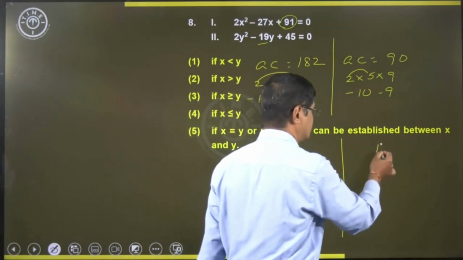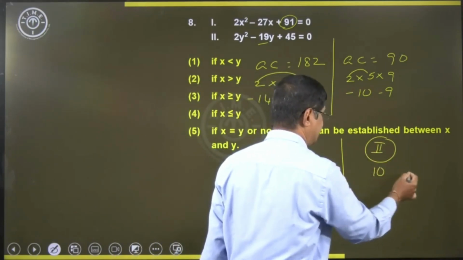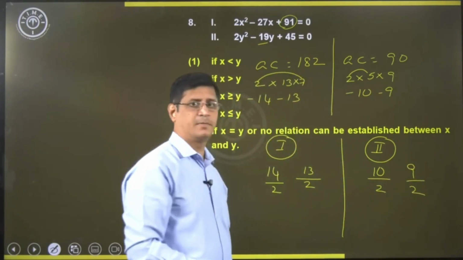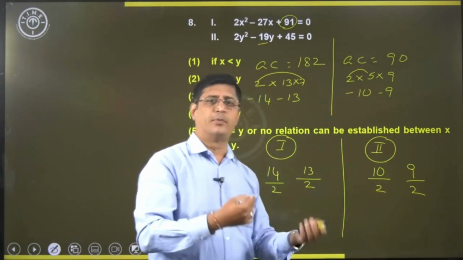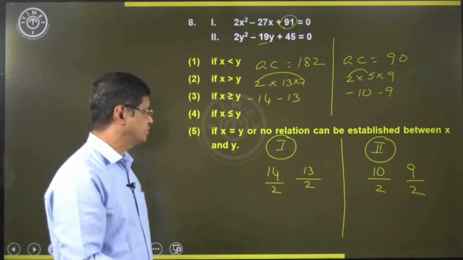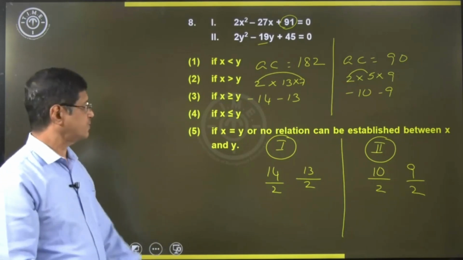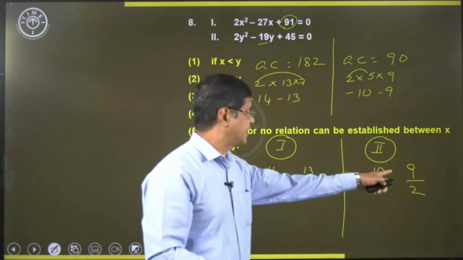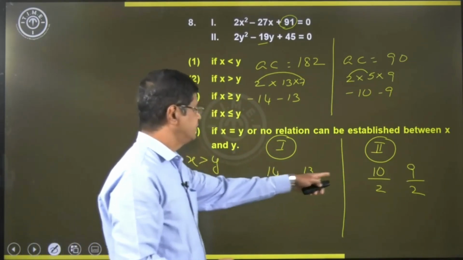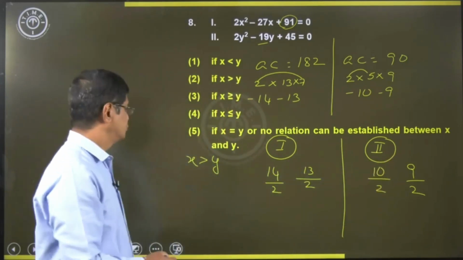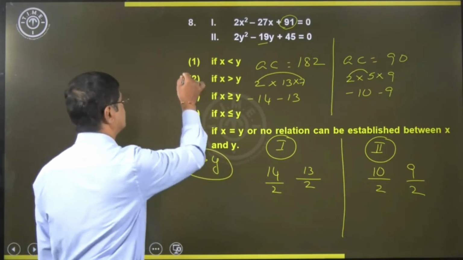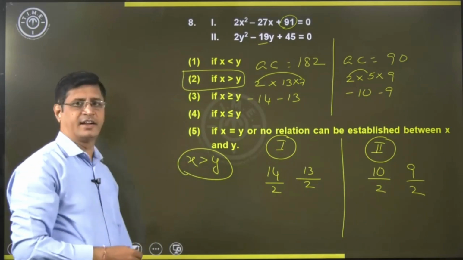So what about the roots? The roots of the quadratic equation are 10 by the coefficient of y square, 9 by the coefficient of y square. Take the same factors with the opposite sign. Now simplify this. The denominators are the same here. Just observe the numerators. 14 is greater than 10 and 9, which means x is greater than y. 13 is greater than 10 as well as 9. So x is greater than y. What is the right choice? Option 2, the second choice is the right answer.